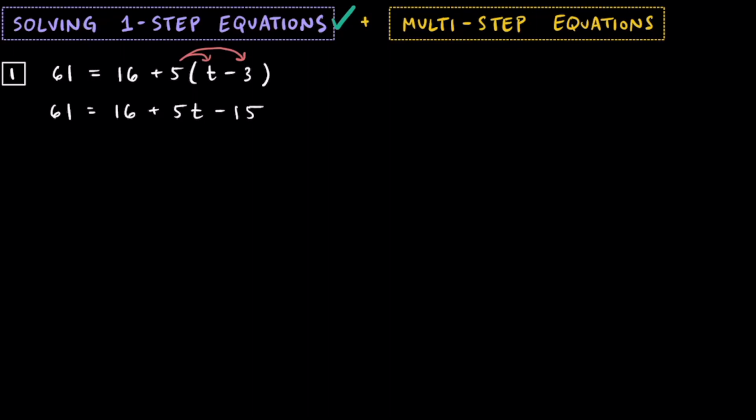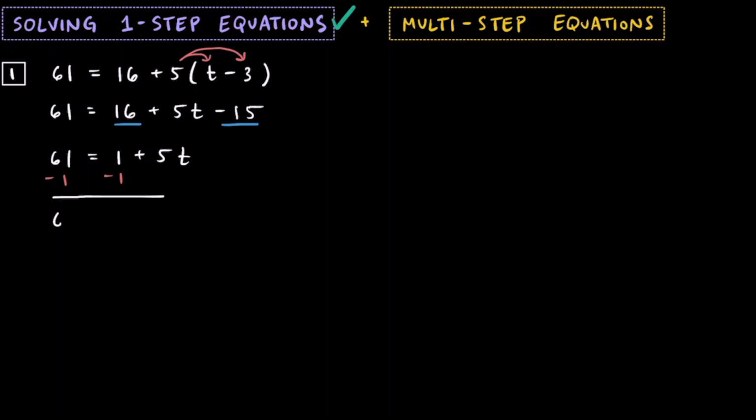Okay. On the right side, what we can do is go ahead and combine some like terms here. So this 16 minus 15, that's going to equal 1. So we can say 61 is equal to 1 plus 5t. And we need to combine like terms a little bit here. So we're going to go ahead and subtract 1 from both sides of the equation using the subtraction property of equality.